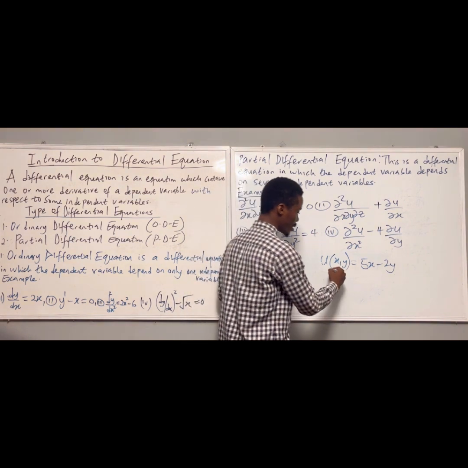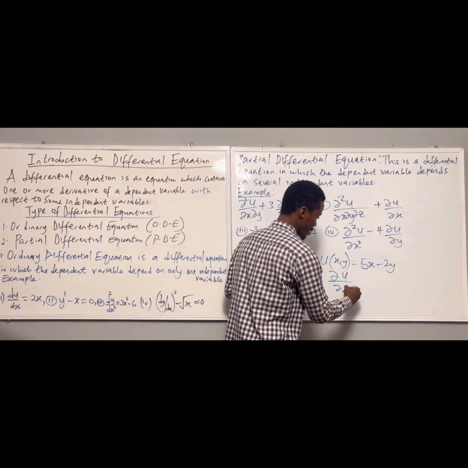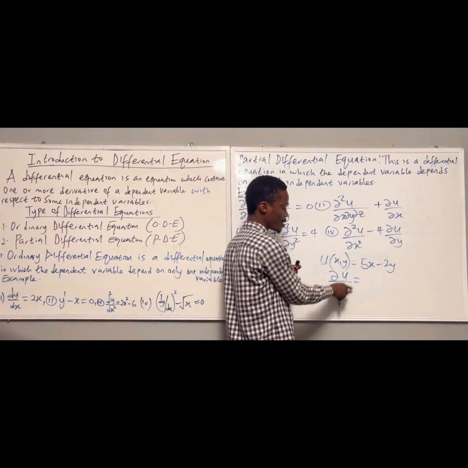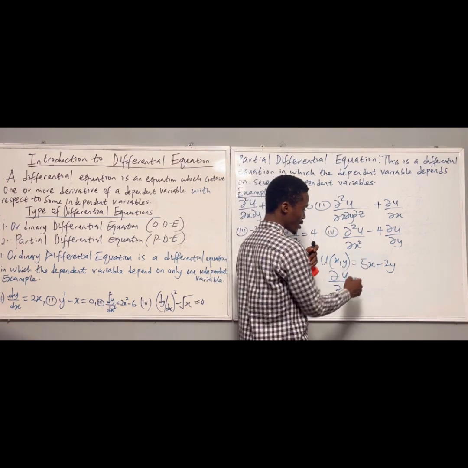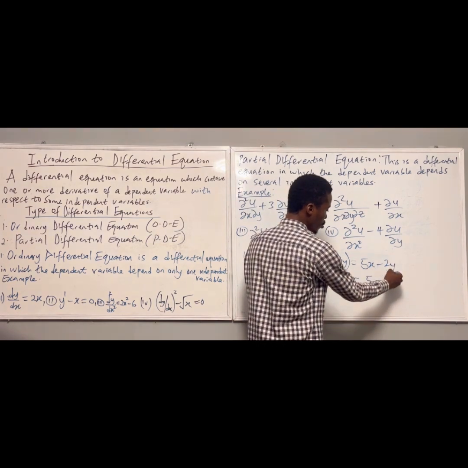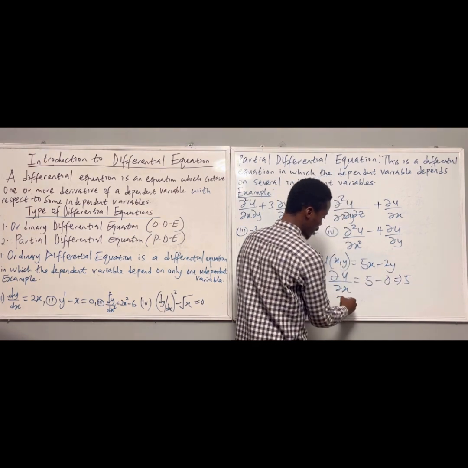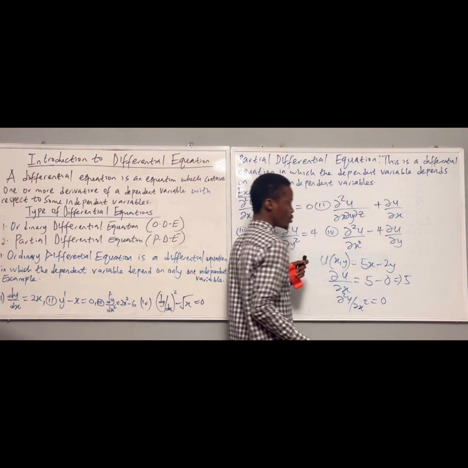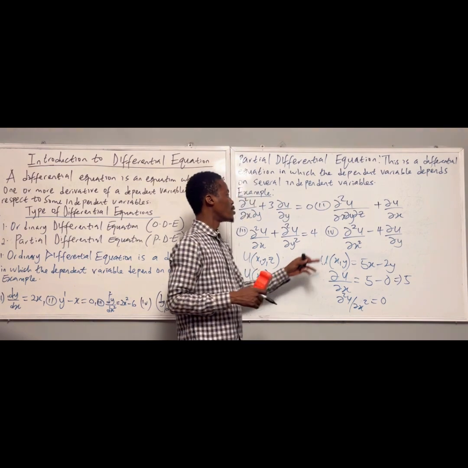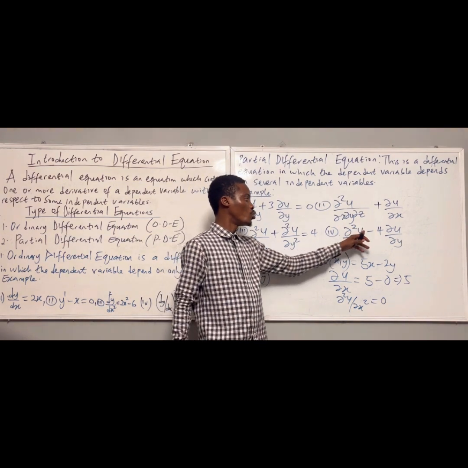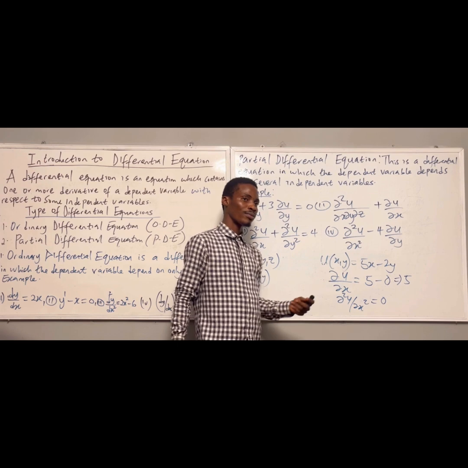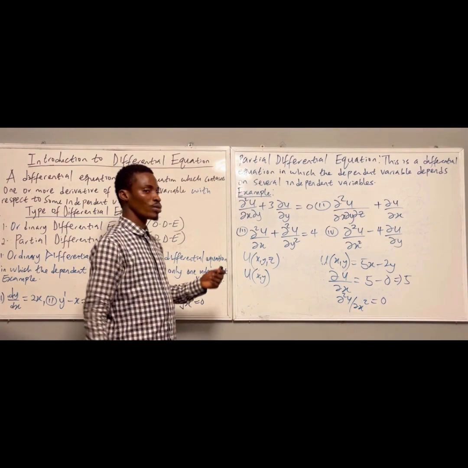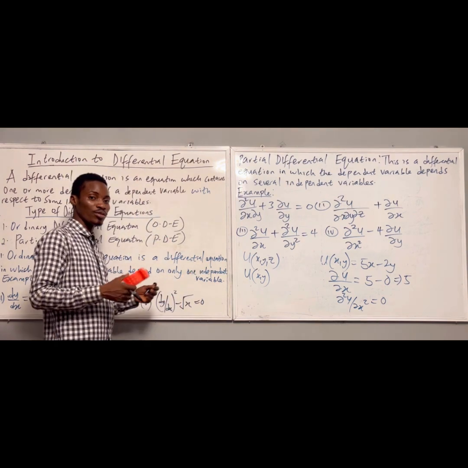If I differentiate this one, del u all over del x, what does that mean? It means I'm differentiating this u with respect to x. If I differentiate only with respect to x, I'm going to have 5 minus 0, so I'm going to have 5. If I differentiate again, I'm going to have del square u all over del x square, with respect to x, which is 0. Last example, u is a function of x and y, which is more than one independent variable. So let us now go to order and degree of differential equation.